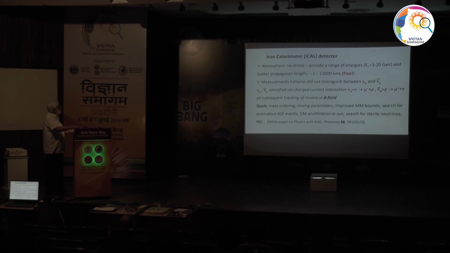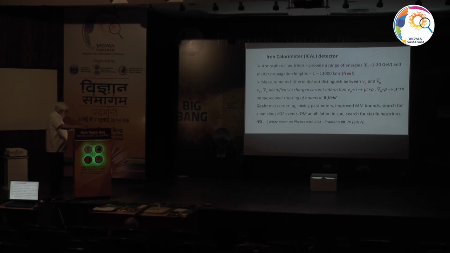The good thing about atmospheric neutrinos is that it provides a whole range of energy because there is a continuous spectrum, 1 to 20 GeV, and a range of propagation lengths. You can look for neutrinos going down or from the bottom. And they are free, of course. The downside is that there are not too many in number. You don't know the precise energy; you have to measure it.